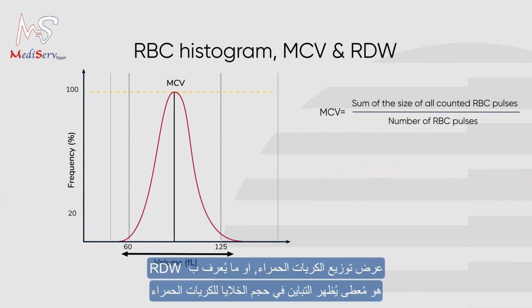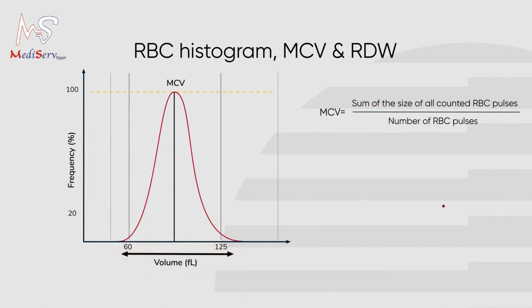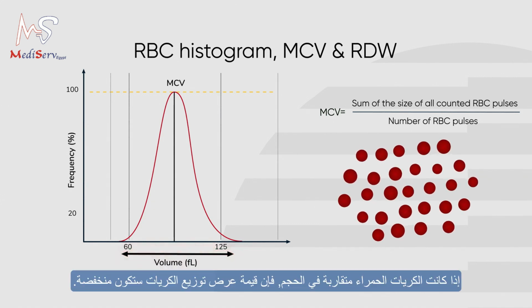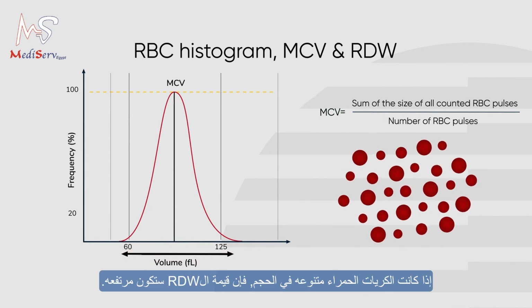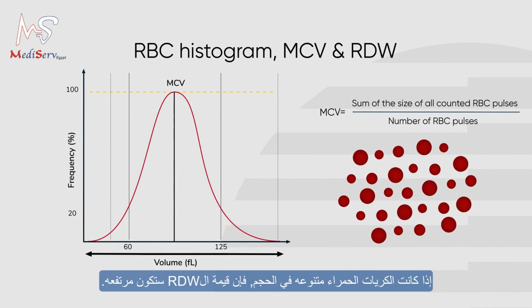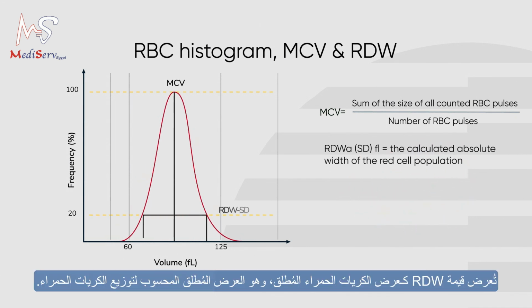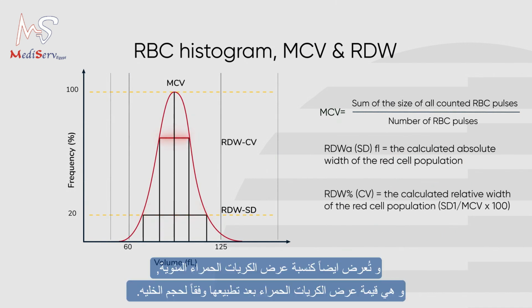The red cell distribution width, RDW, is a parameter that shows the variation in cell size for the red blood cells. If the red blood cells are of similar size, the RDW will be low. If the cells vary in size, the RDW will be high. The RDW is presented as RDW absolute, which is the calculated absolute width of the red cell population. It is also presented as RDW percent, which is the RDW normalized for the cell size.